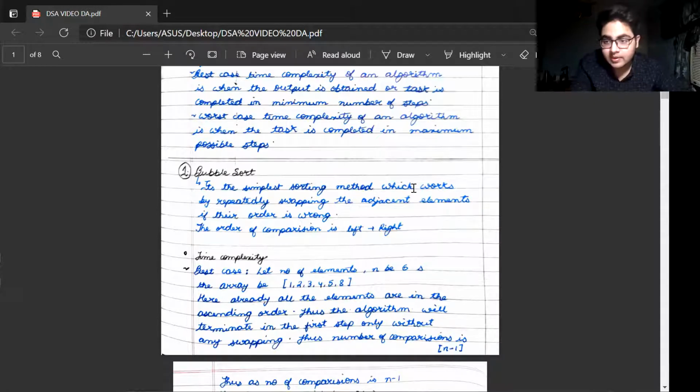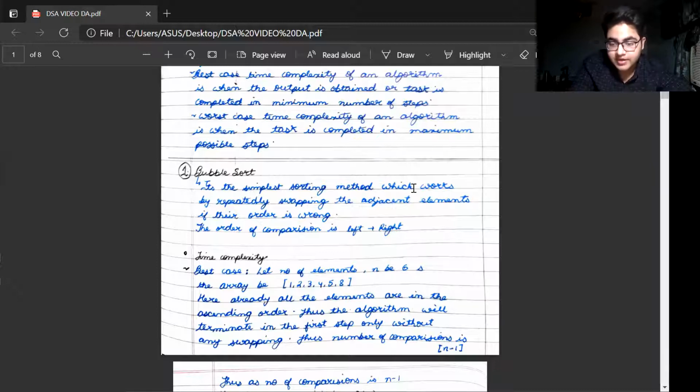Now, to understand its time complexity, we must take an example. We have taken the example 1, 2, 3, 4, 5, and 8 as an array which has 6 elements. To calculate the best case, we assume that all the elements are in the correct sorting order. In the example on the screen, 1, 2, 3, 4, 5, 8 are in the correct, ascending order. So we don't need to sort them anymore. Thus, the algorithm will terminate in the first step only, without any swapping being required.